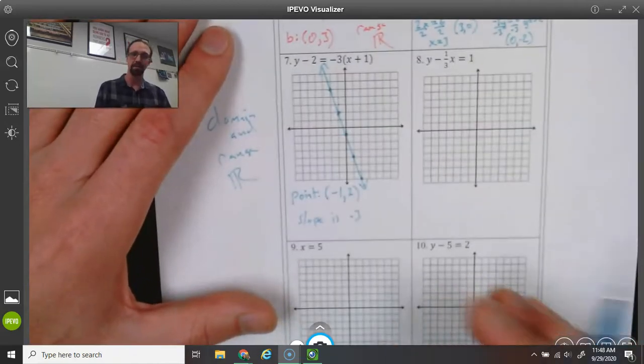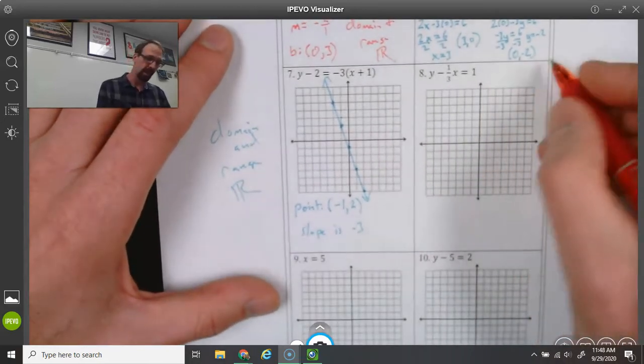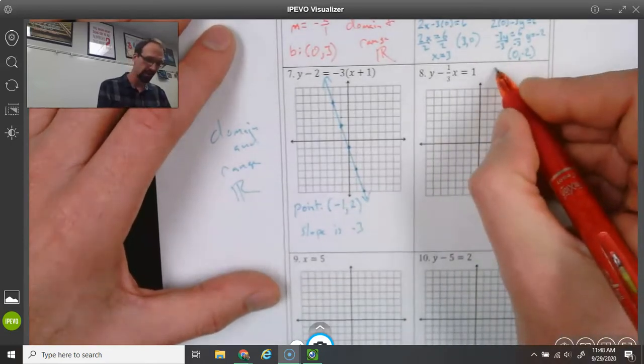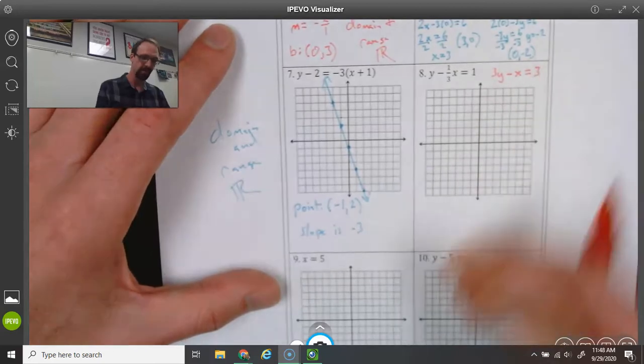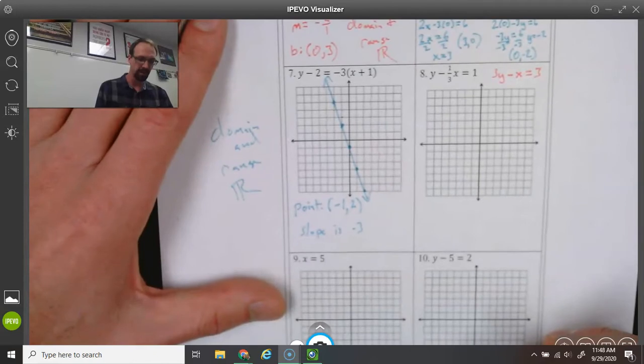To make it into standard form, you would need to clear the fractions. So if I did that, I would multiply by 3 through both sides, and have 3y minus x equals 3. So that would be in standard form. If I wanted to solve using intercepts, I could do that.